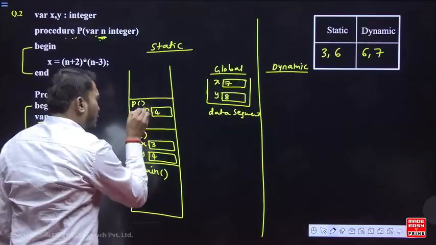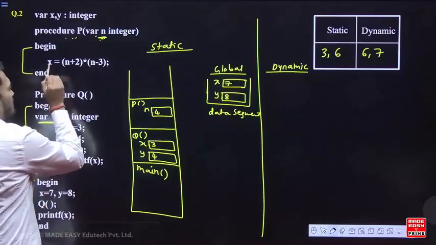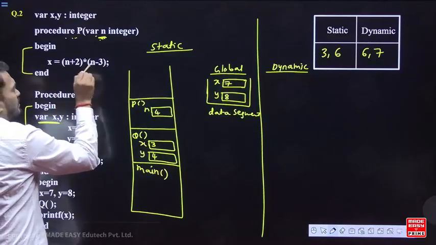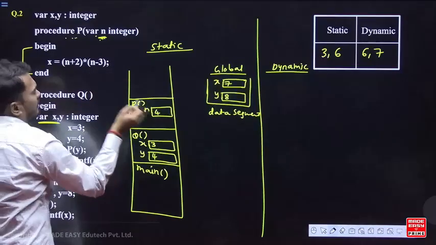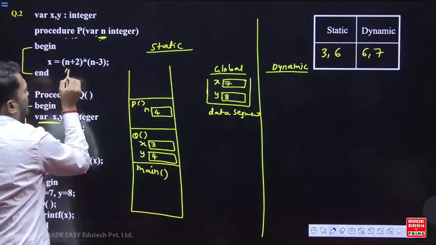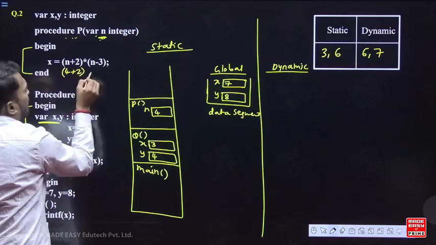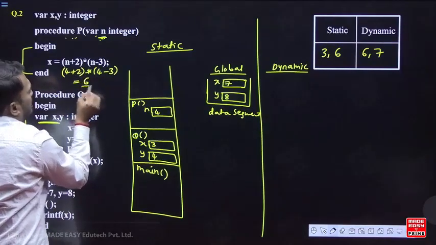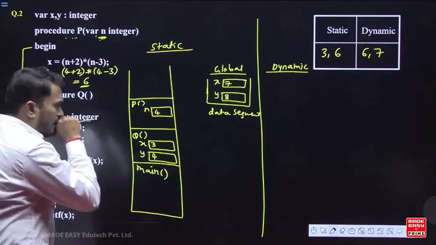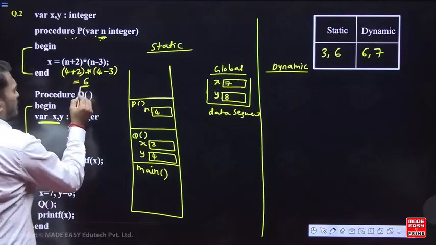So डब्बा बनाया, memory allocate हो गया. And next x equal to n plus 2 into n minus 3. Tell me what is the value of this? Okay, n value is how much here? What is n value? 4. n is a local variable here. So it is 4 plus 2 multiply with the 4 minus 3. How much is this value? 6. So this value is 6 here.